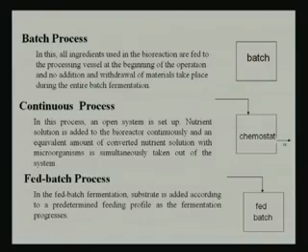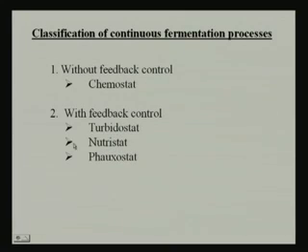What I have told you: the feeding rate, when the nutrient is coming inside this reactor and when it is going out, the flow rate of inlet and outlet is maintained at a constant level, so that the entire volume is maintained. Now, with feedback control, it can be divided into three major groups. One is called turbidostat, another is the nutristat, another is the phosphostat.